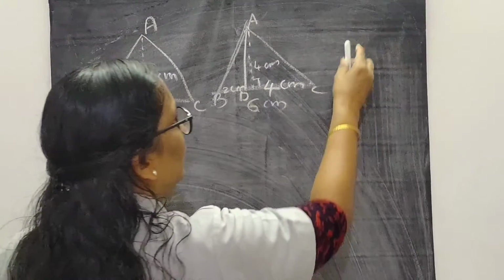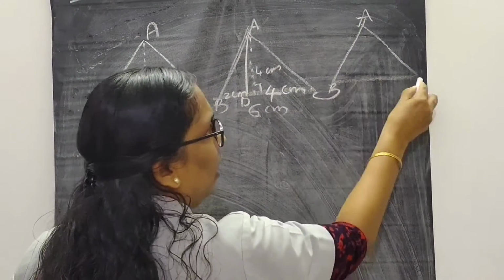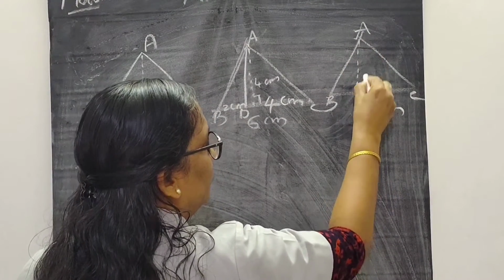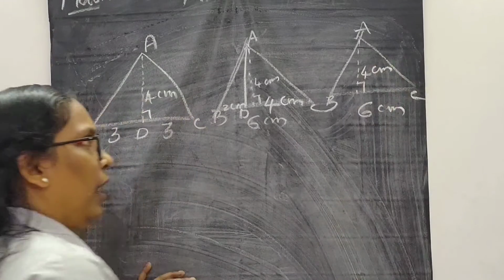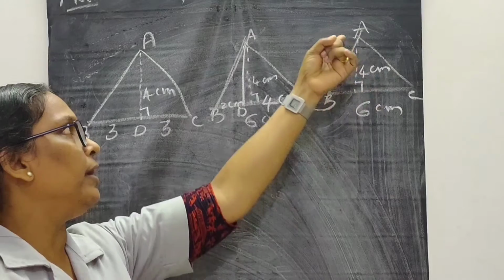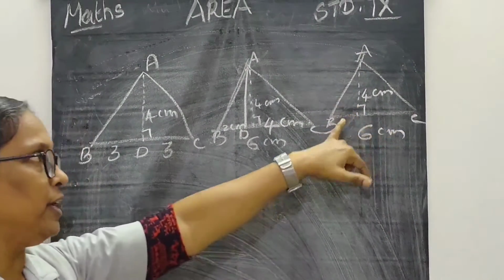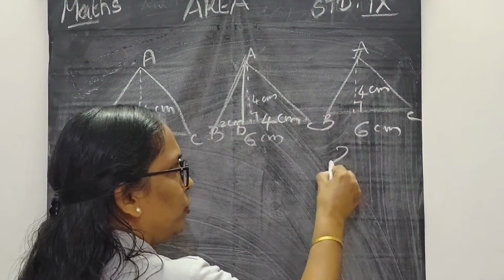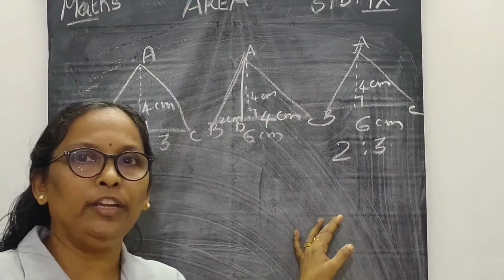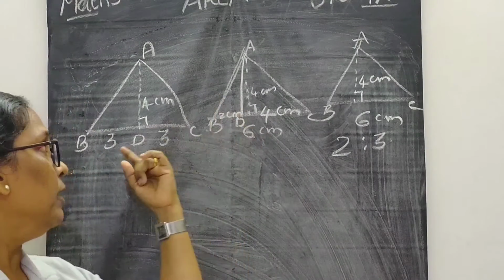And the third figure, they are the same triangle ABC, and the base is 6 centimeter itself, and height also 4 centimeter. Here it is given the ratio of the bases. When a line is drawn from the vertex to the opposite side, it cuts in a ratio. In this figure, it cuts in the ratio 2:3. This was the question: we have to find out the relation between area and the base.